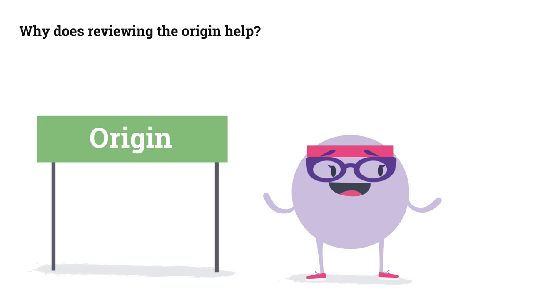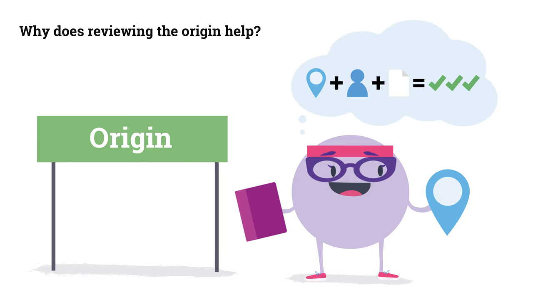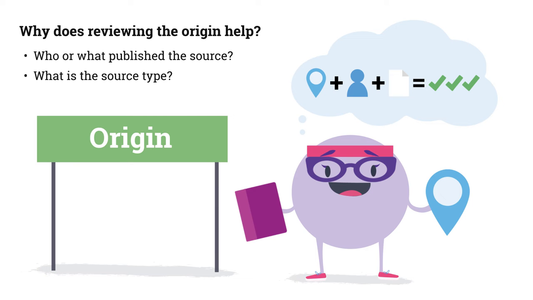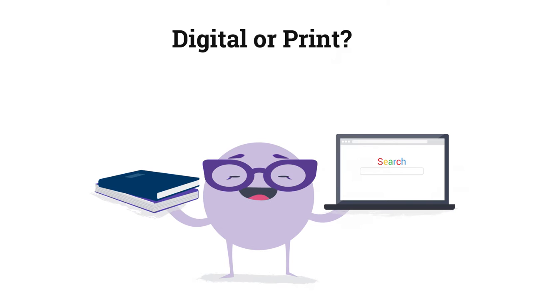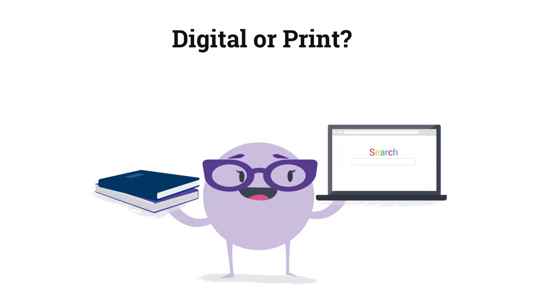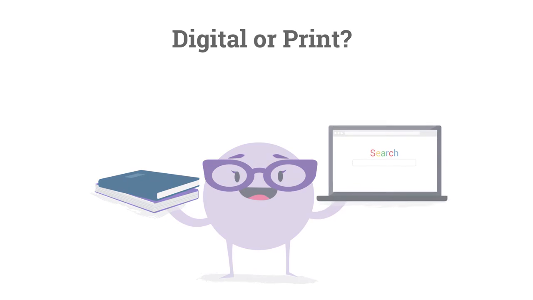When evaluating source credibility, origin is a great place to start since it tells us where the source comes from. There's a lot we can learn about the credibility of a source based on who published it and what type of source it is. Let's start with answering some basic questions about the source origin, whether it's digital or print.